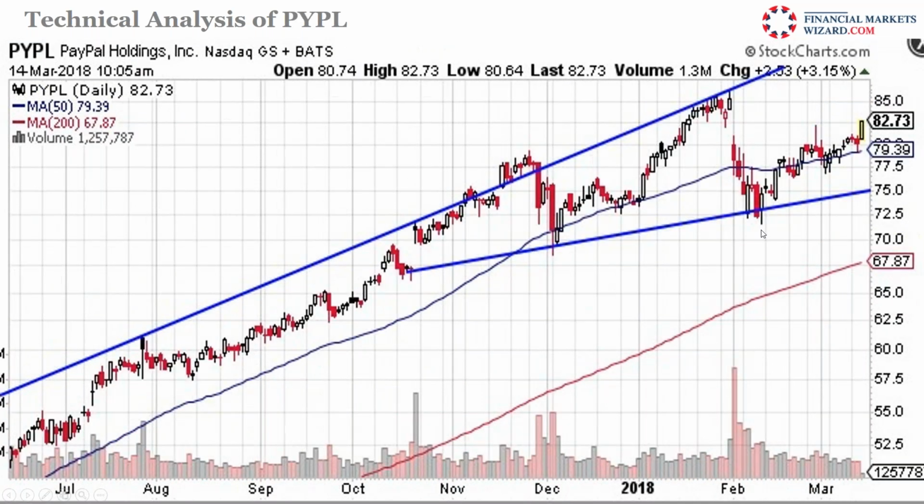PayPal, I send the chart for PayPal. I send during the daytime, I send the alert via email. I send the alert on Facebook. PayPal is long, and this is what happened. PayPal is long, it's going up.